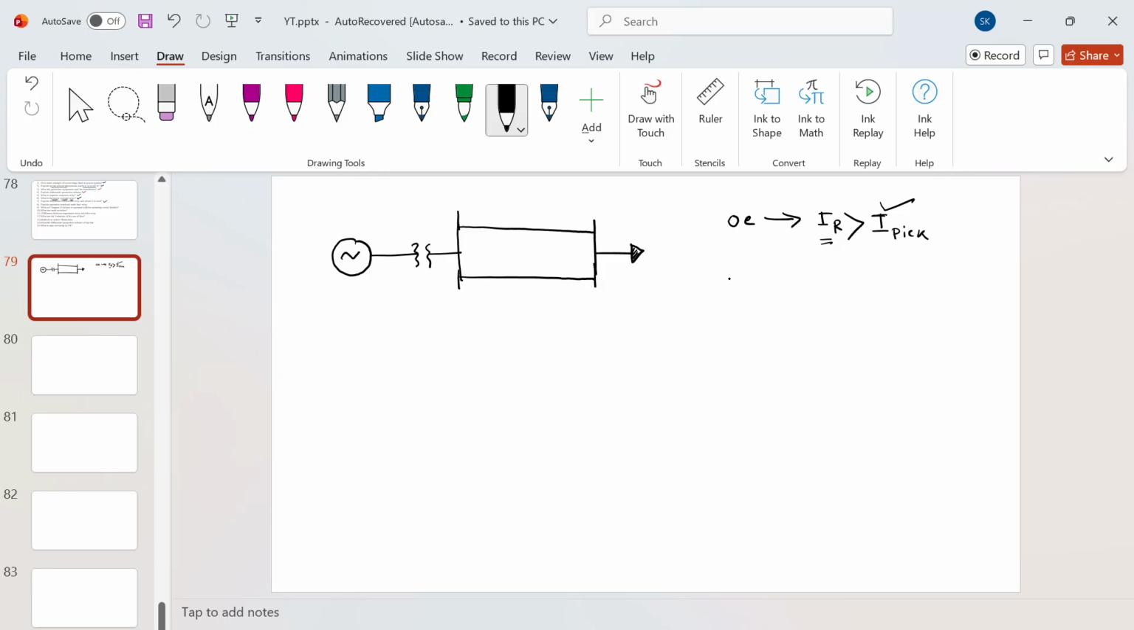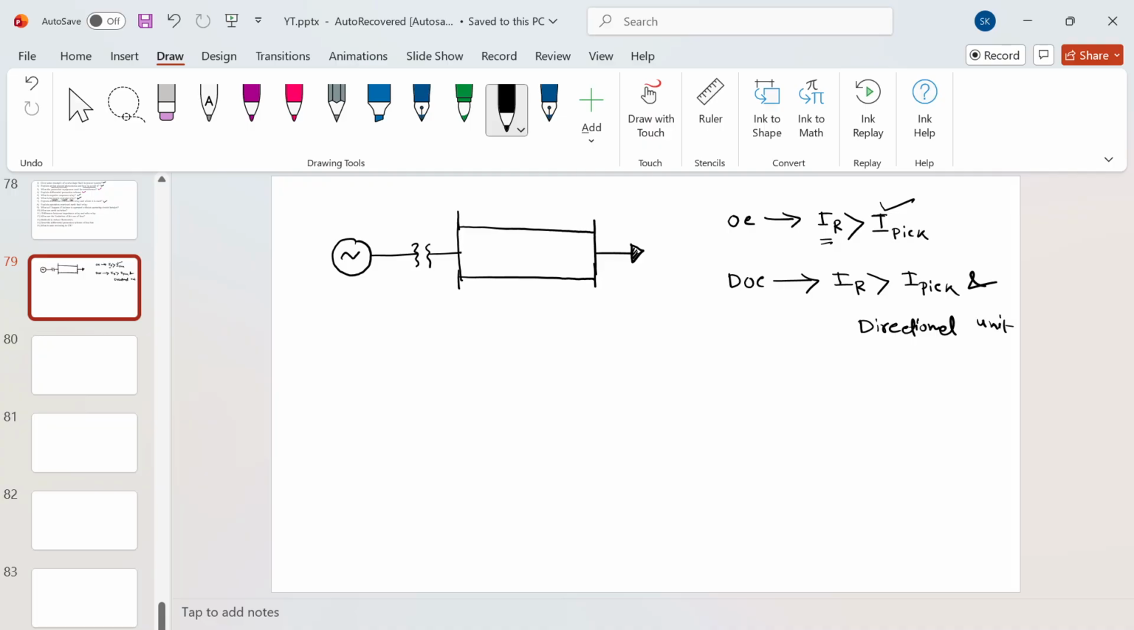But in the case of a directional overcurrent relay, one extra thing comes into the picture. First of all, the operating coil current must be more than the pickup current, and at the same time current or power should flow in a particular direction. Only then will my relay trip. If the power or current is not flowing in that direction, my relay will not operate. So it has one directional unit also.